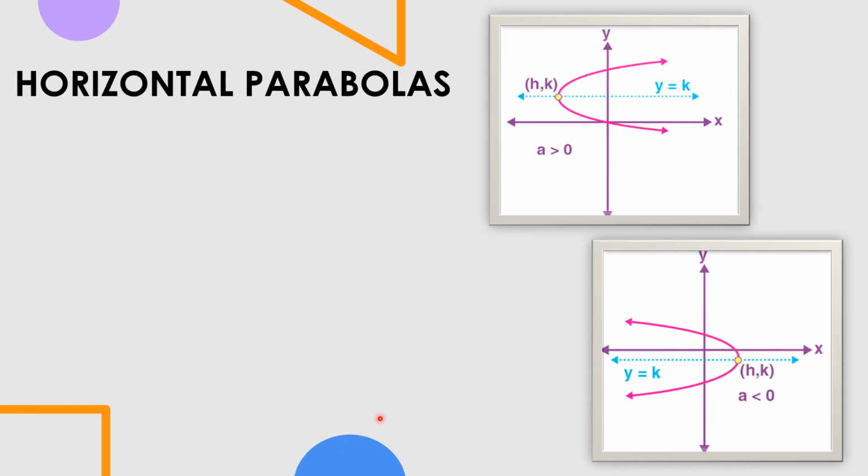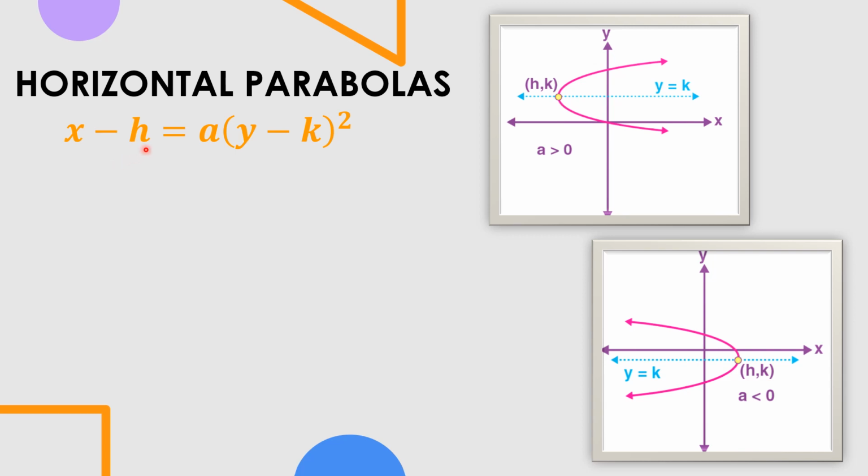Okay, so here are the horizontal graphs, and we still have h comma k, we still have the vertex, but you'll notice our axis of symmetry is a horizontal line, y equals k, so it's the y value of the vertex. If our leading coefficient is positive, it opens to the right. If our leading coefficient, our a value, is negative, it opens to the left. Here's the equation. We've basically just flip-flopped. Now it's x minus h equals a multiplied by the quantity of y minus k squared.